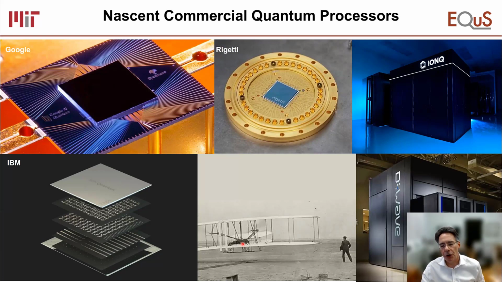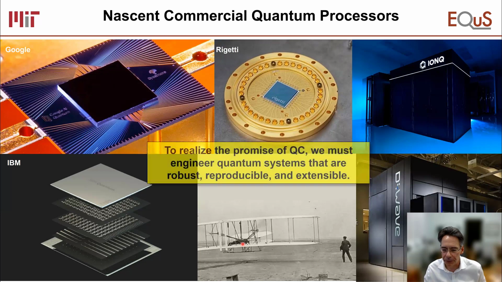But we know that when we saw this, we could tell that commercial aviation will come. It's still a couple decades away, but we know that commercial aviation is possible. And I believe with these quantum computers and the demonstrations that we've seen to date, we know that commercially viable quantum computers will come, but it's still a ways off. We know that there's promise, but to realize that promise, we need to engineer quantum systems that are robust, reproducible, and extensible. Just like with the Wright Flyer, we knew that we needed to make airplanes that were robust, reproducible, safe, and extensible. Okay, so let's talk a little bit about that.